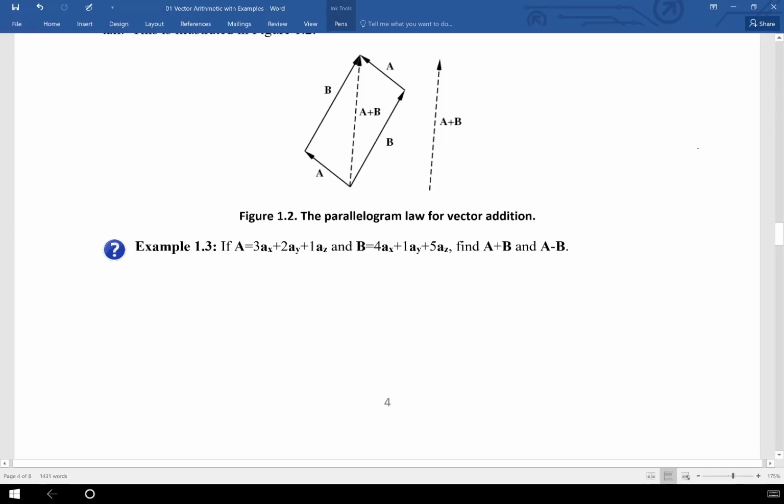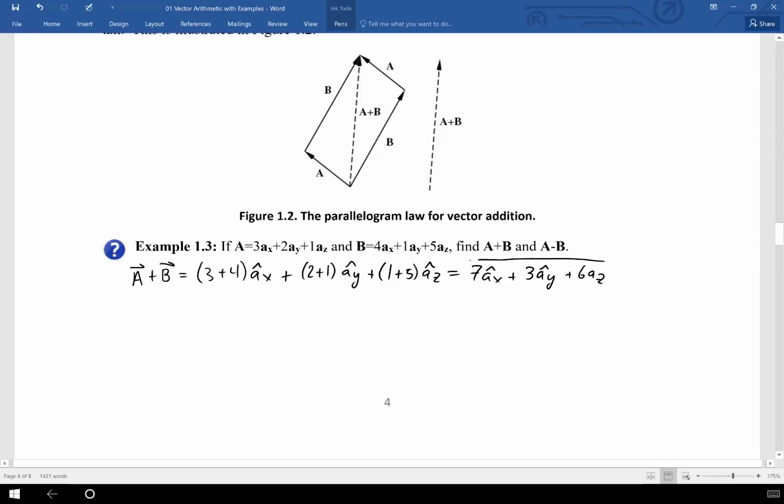So I can do some quick vector arithmetic here. I've got a vector a and a vector b. What is a plus b? Well, a plus b is going to be 3 plus 4 times a sub x plus 2 plus 1 times a sub y plus 1 plus 5 times a sub z, which I can write out as 7a sub x plus 3a sub y plus 6a sub z. Forgot that last hat there.